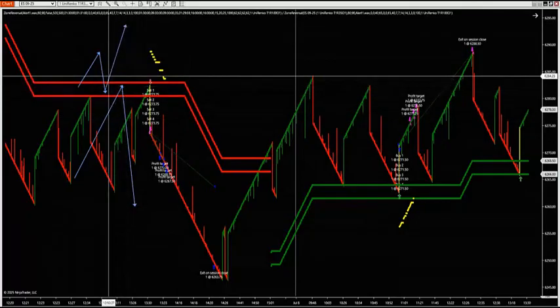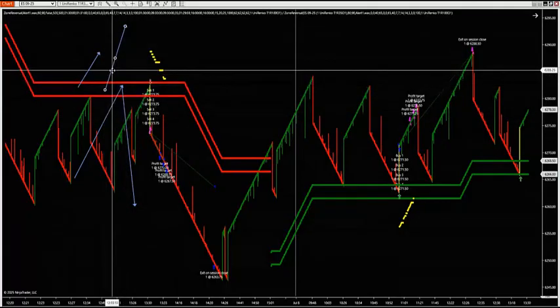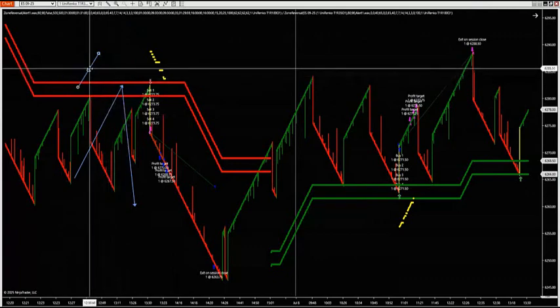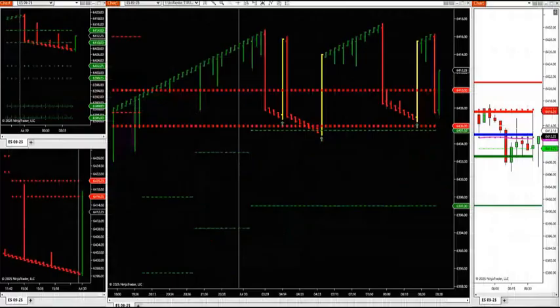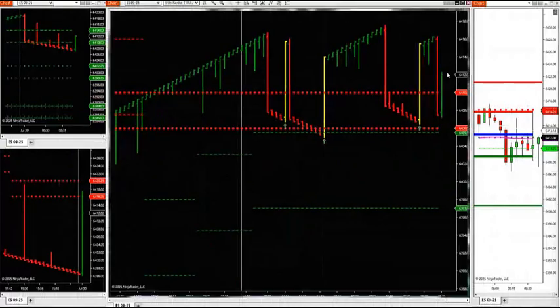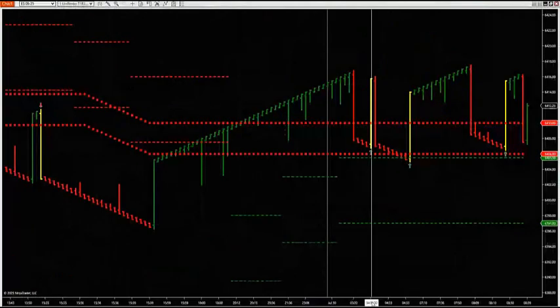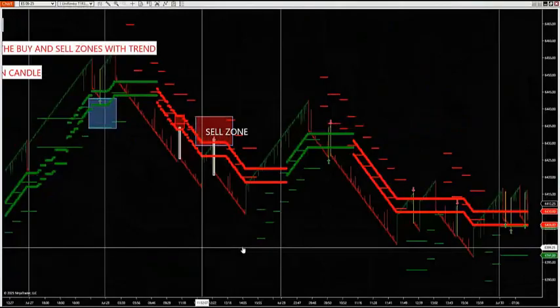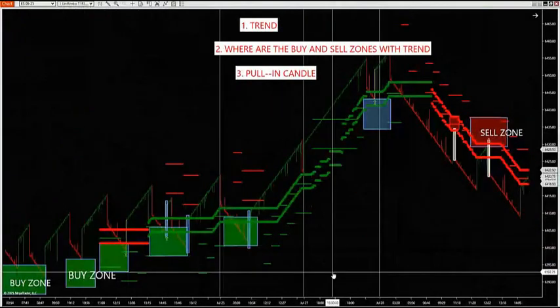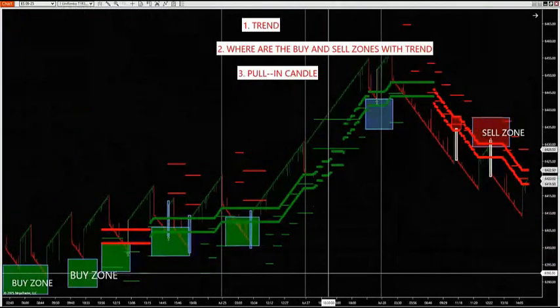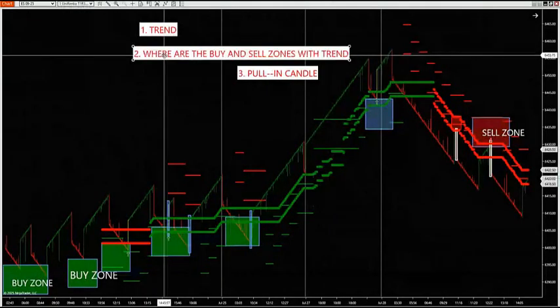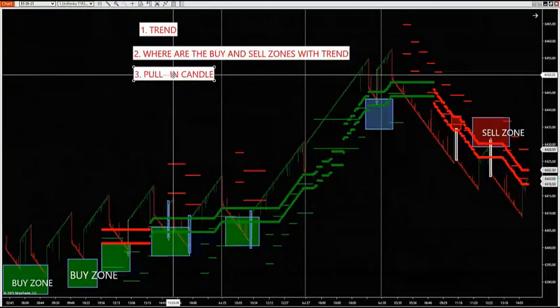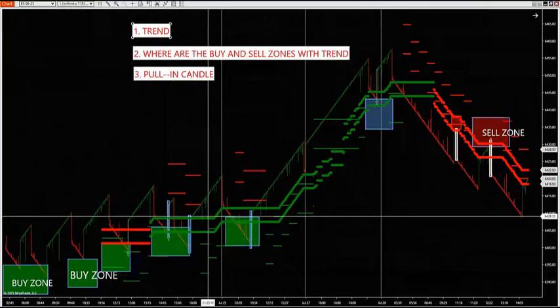So what you could do, if we do an indicator-based approach, is qualify the setups. If we look at the indicator, we talked about this yesterday, you're going to first find the trend, then where the buy and sell zones are with the trend, and then the pulling candle. That's your three main goals.